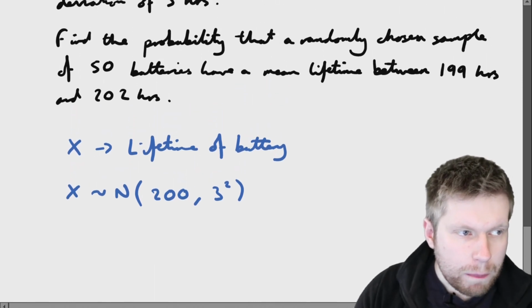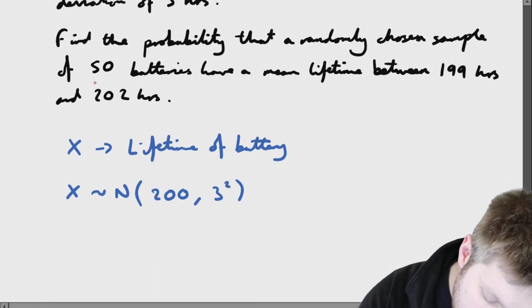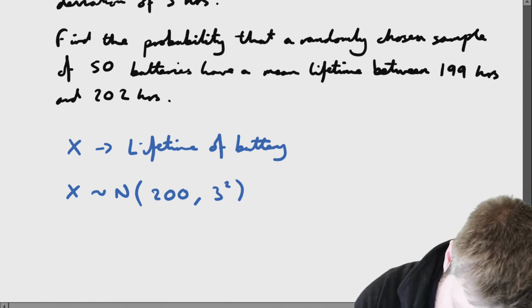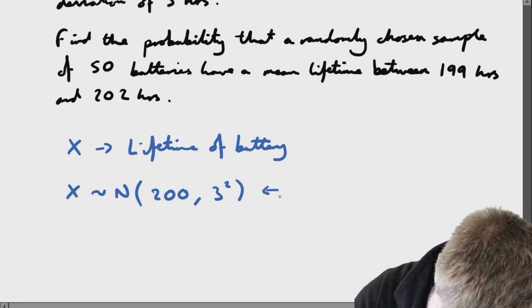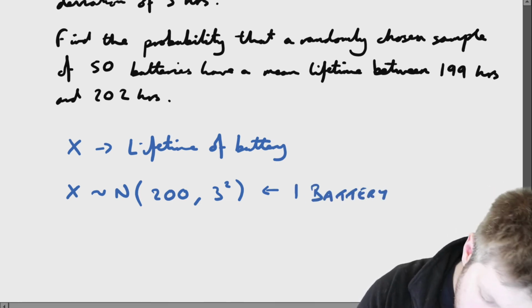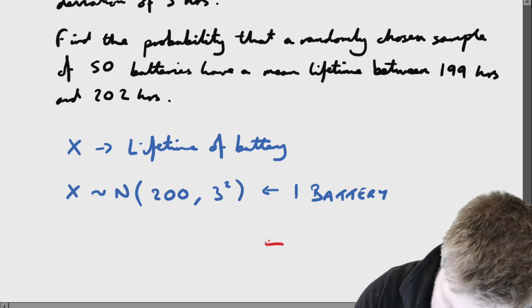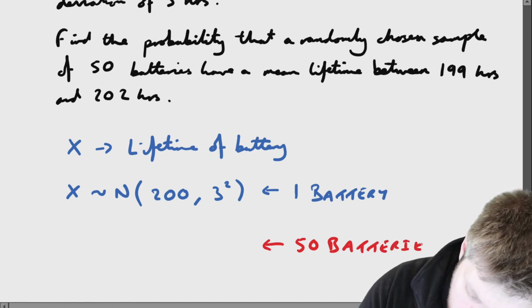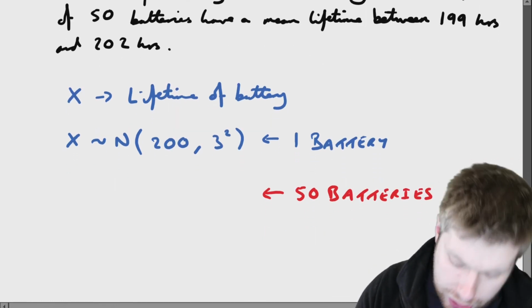Okay. Then I'm basically going to select 50 batteries at random. So in other words, I now go and select 50 batteries. Remember, this is just for one battery. It's the distribution for one individual single battery. Now I want to understand, what happens if I collect together a sample of 50 batteries? How does my distribution change? Well, in this case, I want to work out the average lifetime of the batteries.